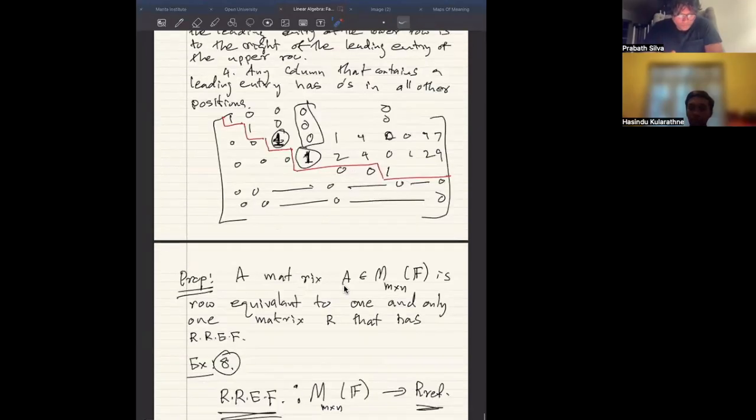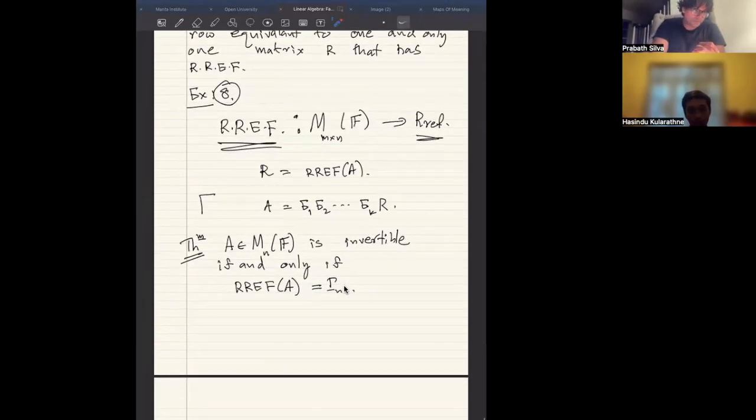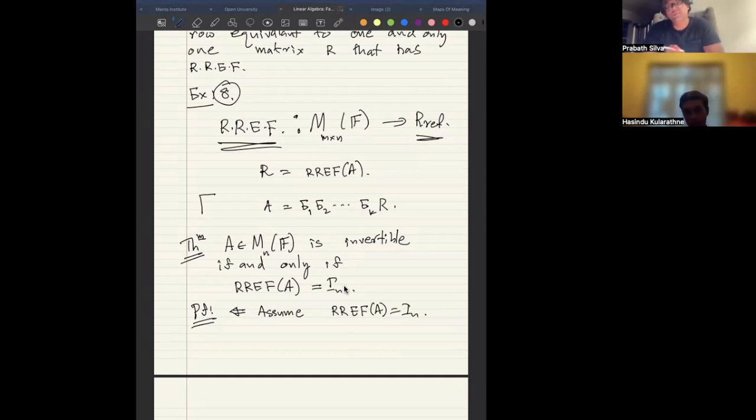Proof. You have two directions. The first one is if A is invertible, then you want to show that the reduced row echelon form of A is the identity. The other direction is easy, so let's start with that. Assume the reduced row echelon form of the matrix A is the identity, and you want to show that the matrix A is invertible.